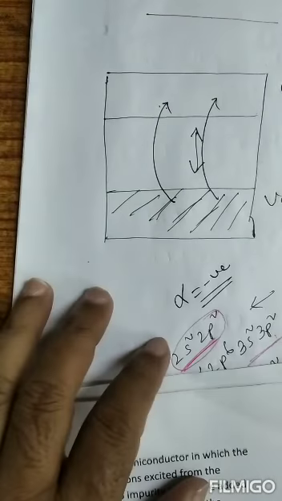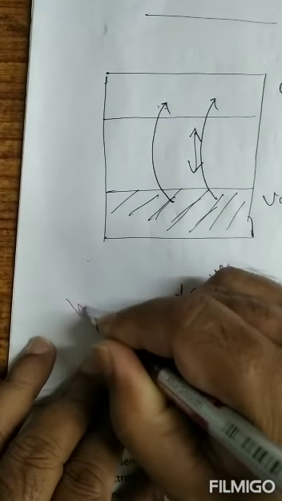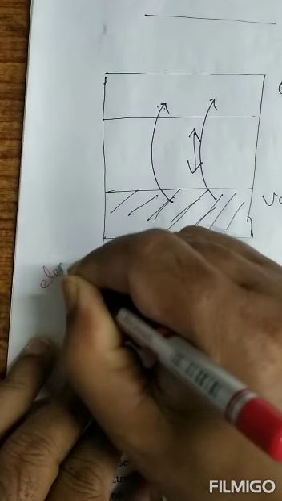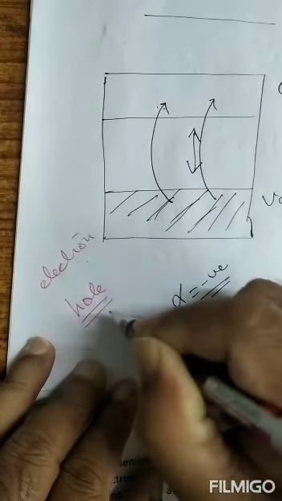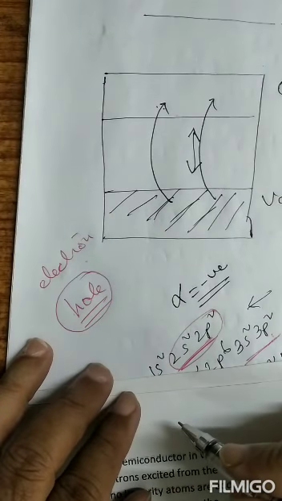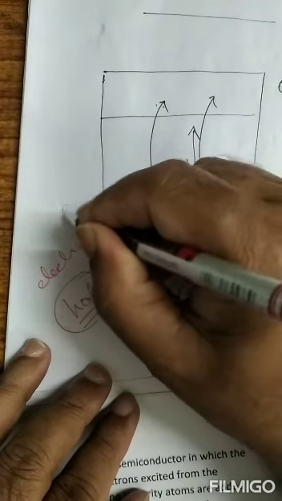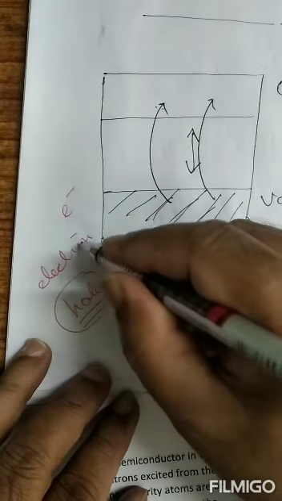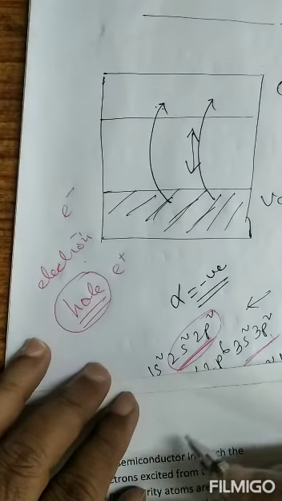A hole is considered a positive entity. Electron means electron; hole is a positive charge. Its charge is minus e for the electron. Its charge is plus e for the hole. Mass is exactly the same as that of the electron.